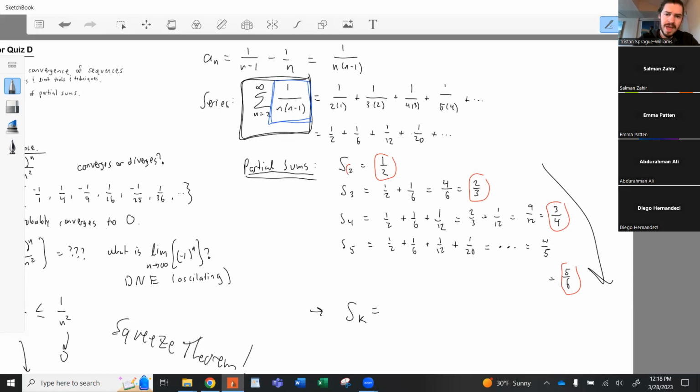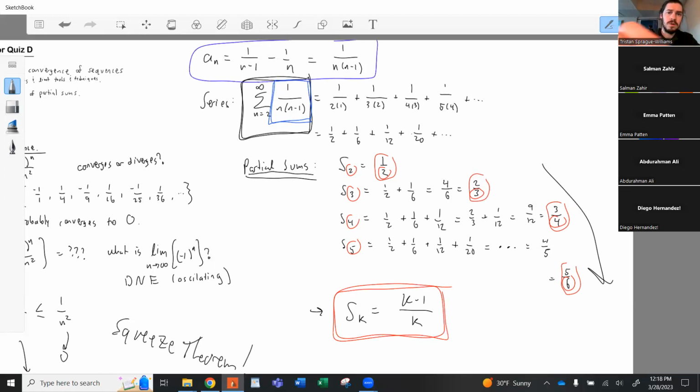And we look and see that for S2, it was a 2. For S3, it's a 3. For S4, it's a 4. We're seeing here that whatever is in the denominator is matching the subscript on the partial sum. So this is going to be k minus 1 over k, like that. And that's our formula. We went from an to Sk. All right.